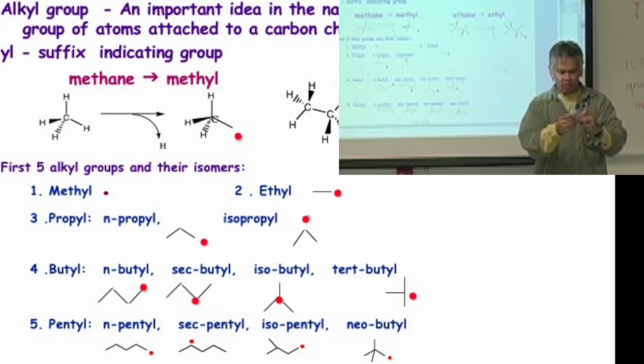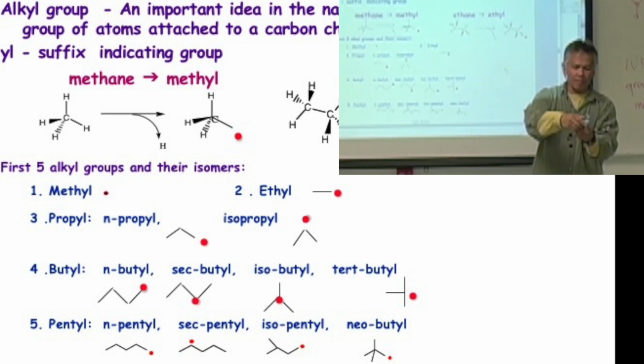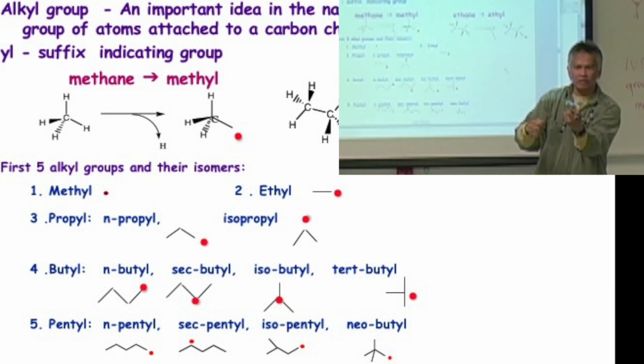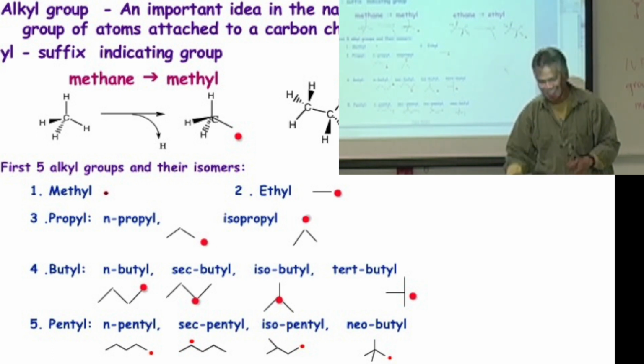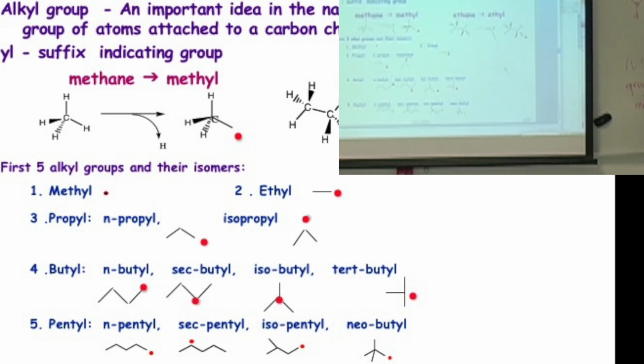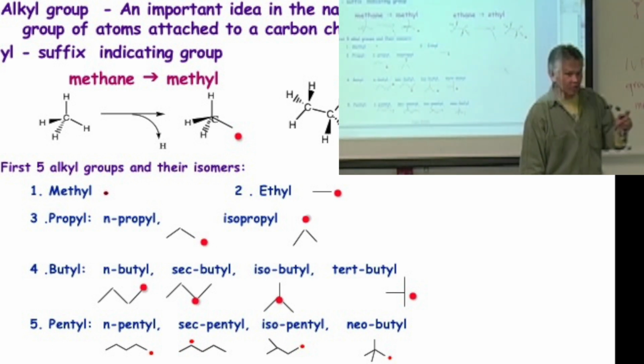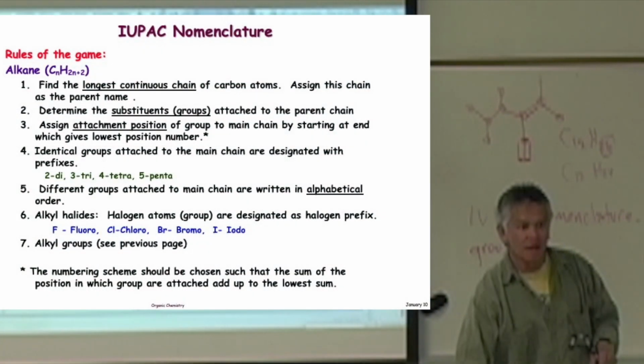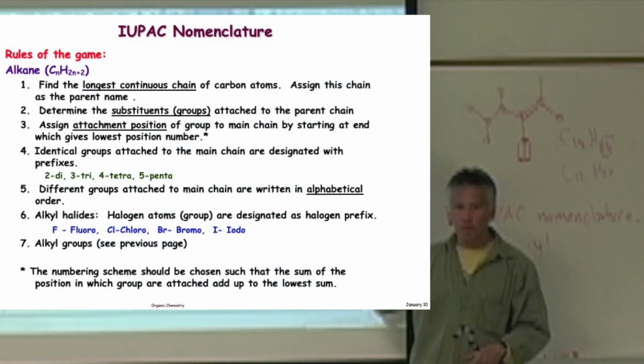And finally, the third butyl looks like this. The connection is to the middle carbon, so it looks like a T. It's tert-butyl, because it's a tertiary carbon. Once you understand that, then we can look at the rules. The rules are pretty simple once we get going.